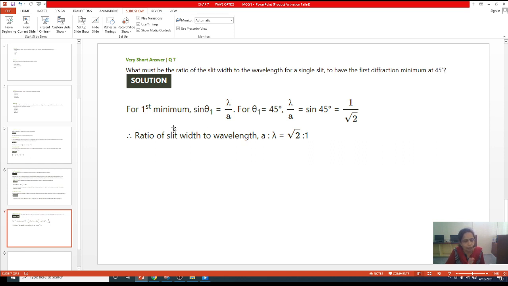Therefore, for first minimum we get sine theta 1 is equal to lambda upon a, because n is equal to 1. Therefore, for theta 1 equal to 45 degrees, sine 45 is equal to 1 upon root 2. Therefore, 1 upon root 2 is equal to lambda by a, and therefore a upon lambda is equal to root 2 upon 1. Therefore, the ratio of slit width to wavelength, a upon lambda, is equal to root 2 upon 1.